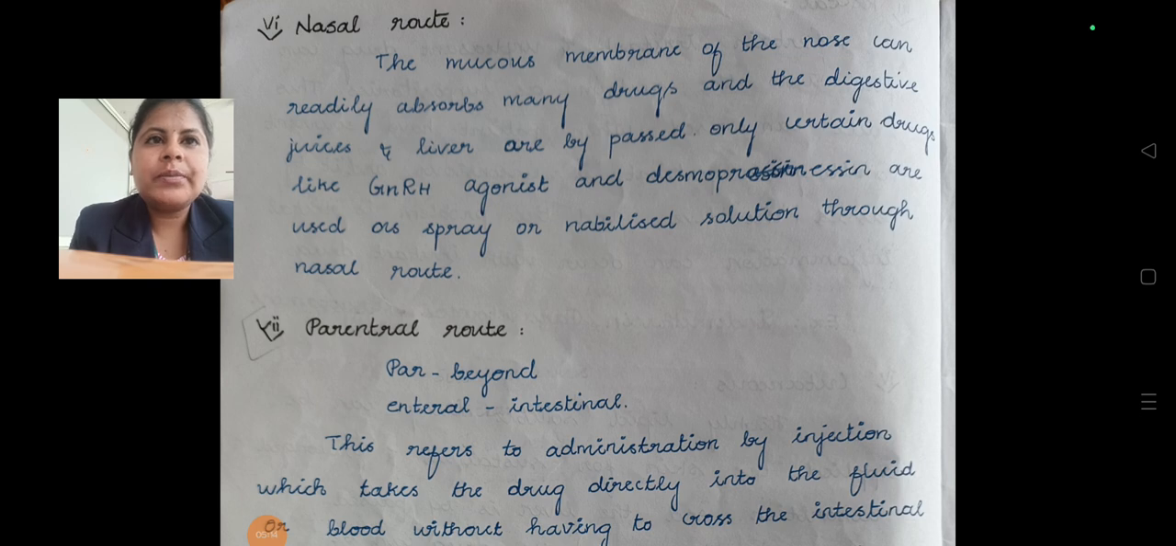So these are the methods which come under topical administration. The first one is oral administration, the second one is sublingual, the third one is the rectal route, the fourth one is the cutaneous route, the fifth one is the inhalation route, and the sixth one is the nasal route.